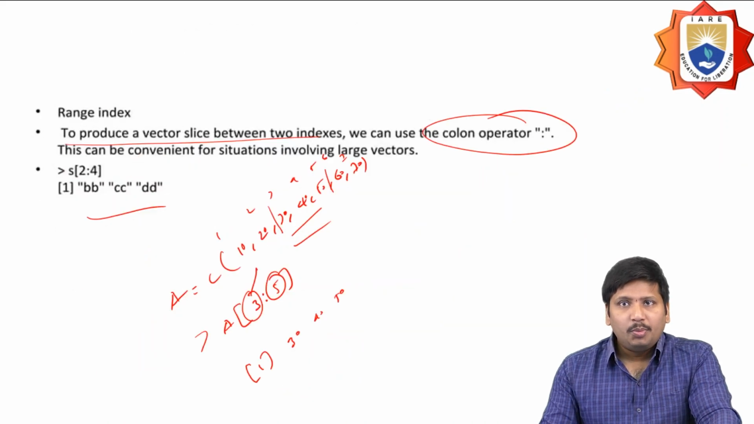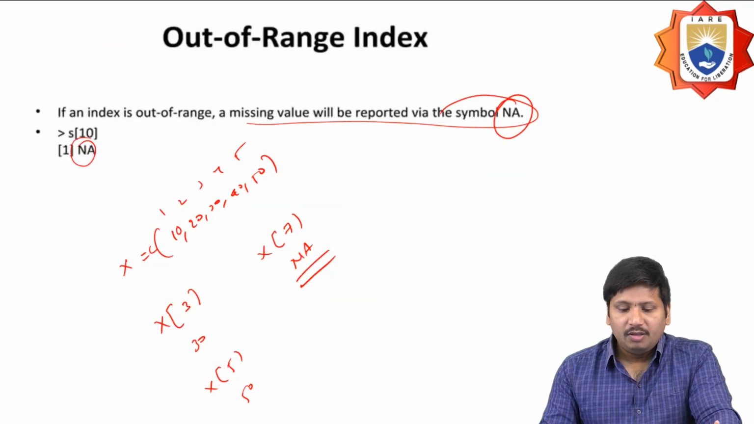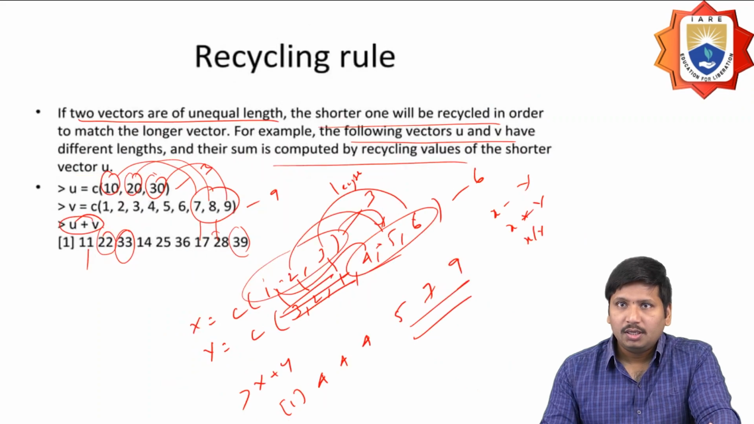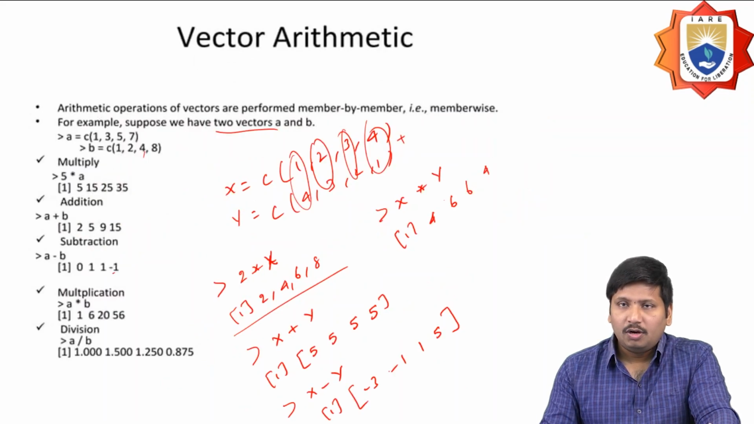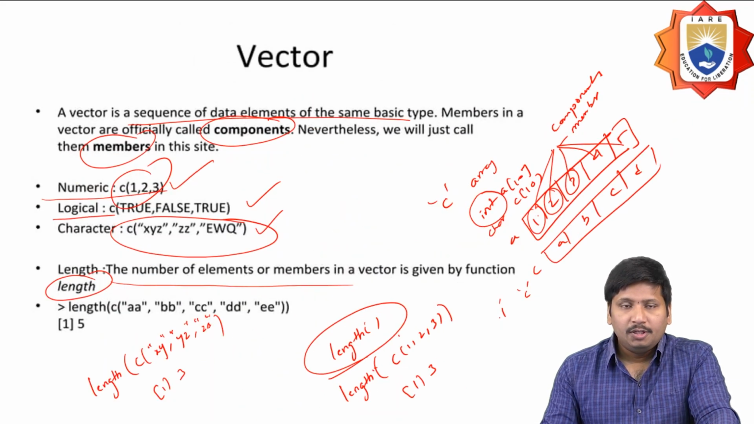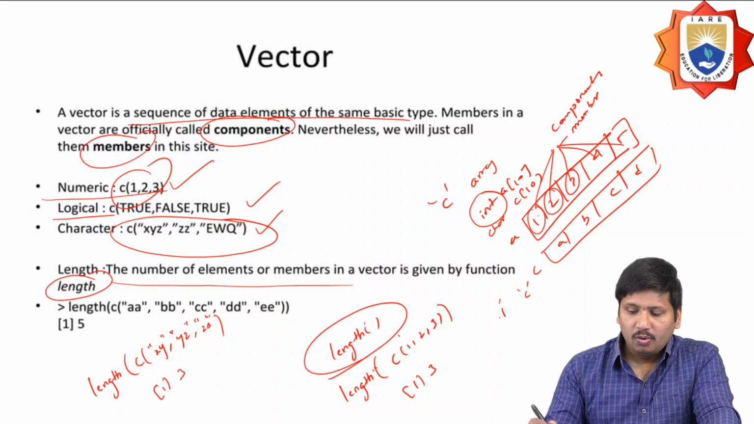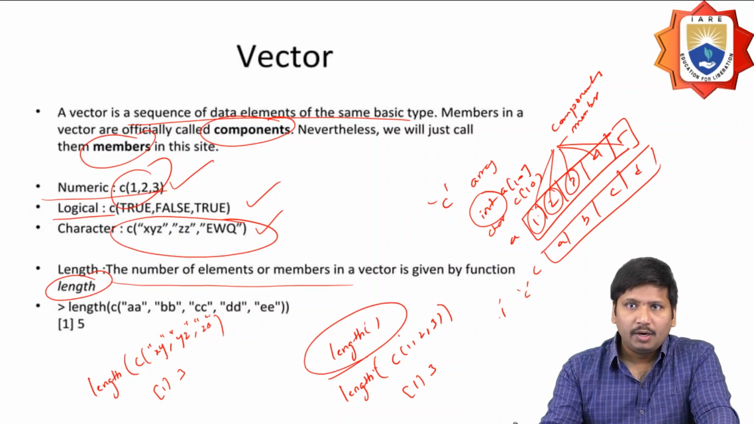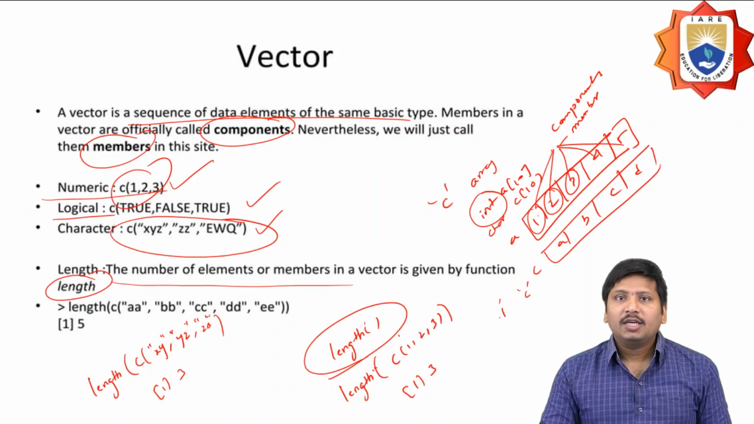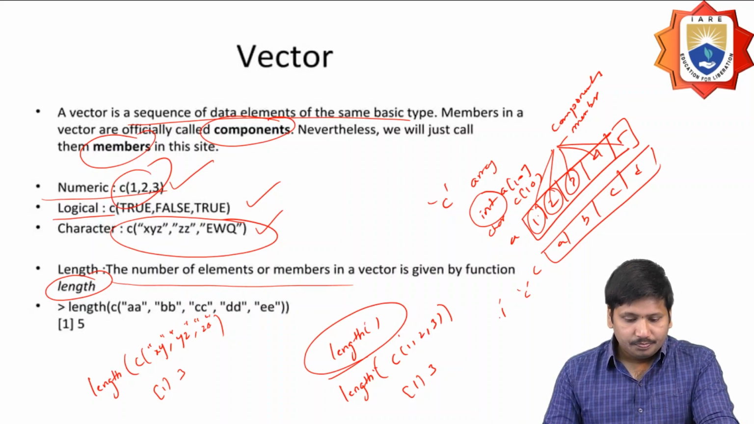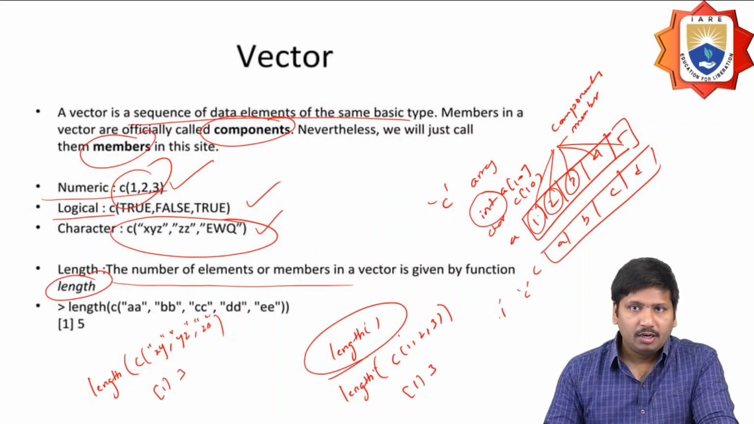So like this we can implement vectors based on indexing and arithmetic operations. A vector is nothing but a sequence of data elements of the same data type, where the members are also called components. Some of the types of vectors are numeric, logical, character, and boolean. And we find the length of a vector through the length function.